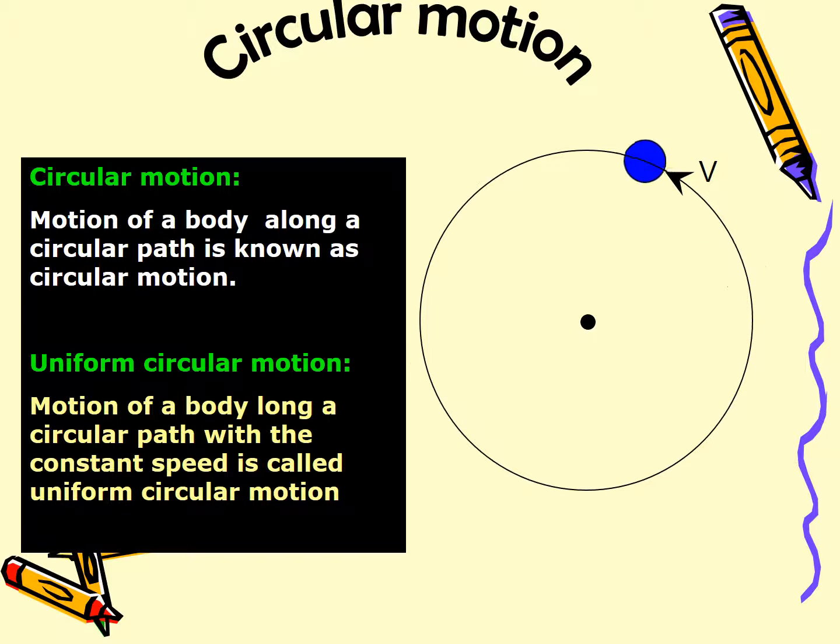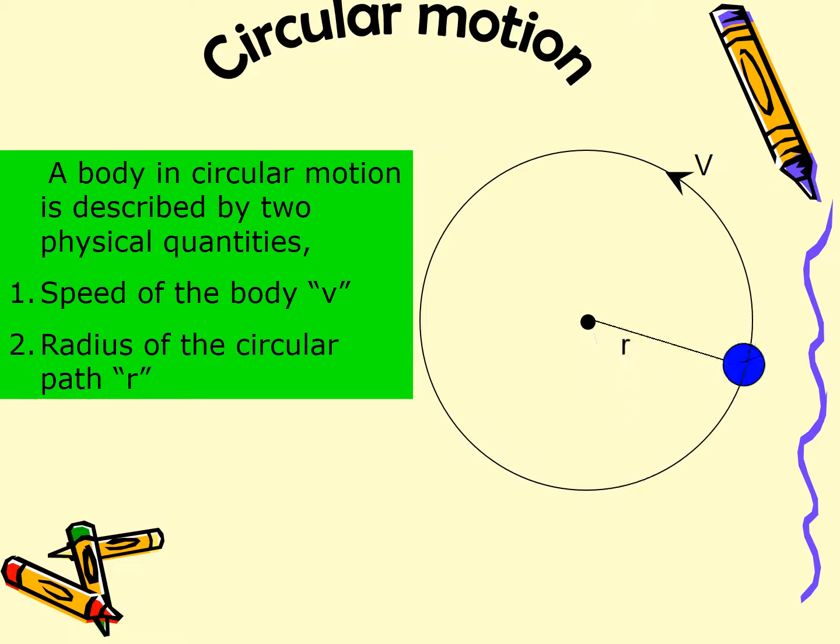Due to change in direction of velocity, there is an acceleration. It is called centripetal acceleration. A body in circular motion is described by two physical quantities. First, speed or velocity of the body, v. Second, radius of circular path.